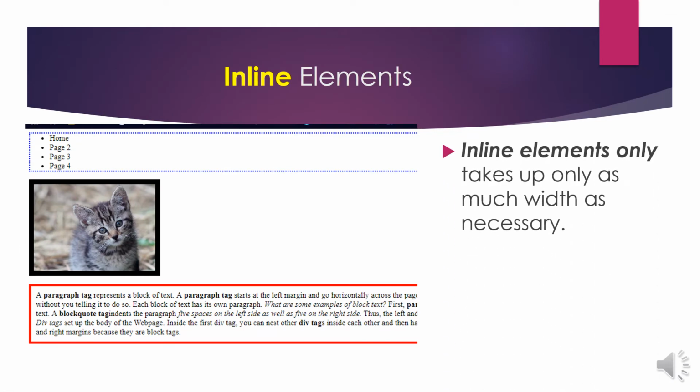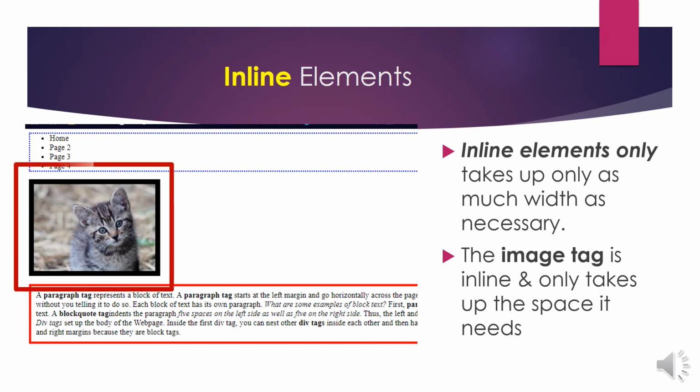Inline elements only take up as much width as necessary. One of the primary inline elements is the image tag. The image tag only takes up the space it needs. If you look at the image there, you notice there's a black border around the image. This border shows you that the image only takes up so much space. It does not extend from left margin to right margin.